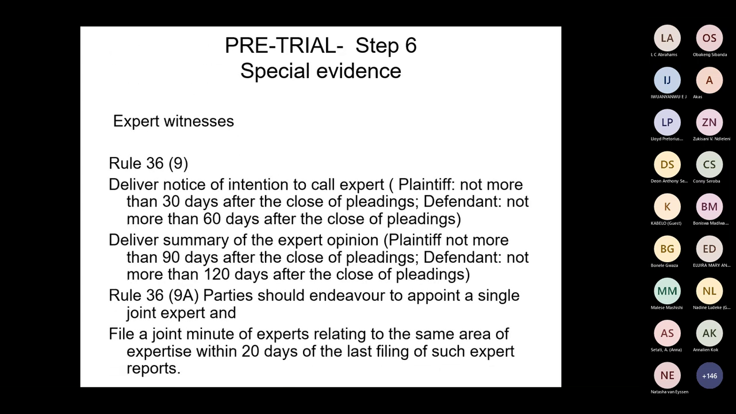Right. So expert witnesses, coming back to that, in terms of Rule 36.9, you deliver a notice to call the expert. If you appear for the plaintiff, it is not more than 30 days after the close of pleadings. 30 court days after the close of pleadings, you must deliver a notice. In the notice, you will just say, be pleased to take notice that the plaintiff intends to call Dr. X, a neurosurgeon, to give evidence at the trial. That's all. You must just identify who you're going to call and what is his field of speciality. Right? The defendant, not more than 60 days, must also send a notice of the intention to call experts, and however many, a notice for each expert.